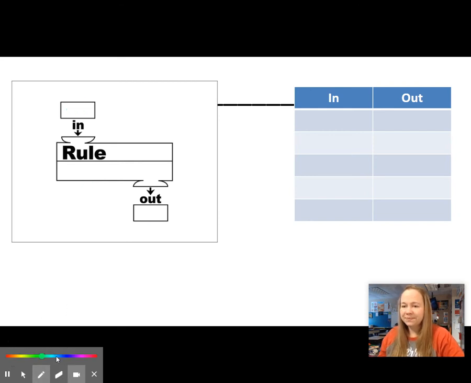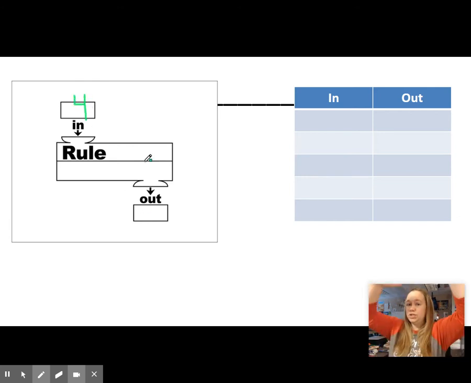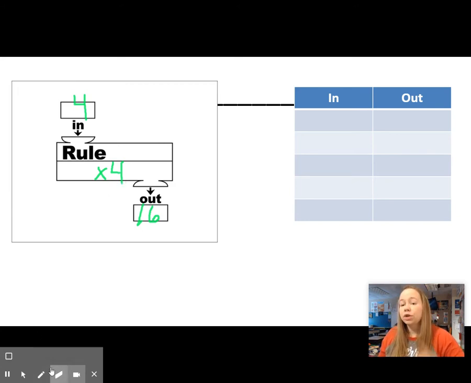Why not? What if I put in a 4 and, let's push it in, out comes a 16. What happened inside that function machine? Yes, we multiplied by 4. And you're right, we could have added 12. That could have been the rule. All right, we're going to do one more. One more. I just like doing these.